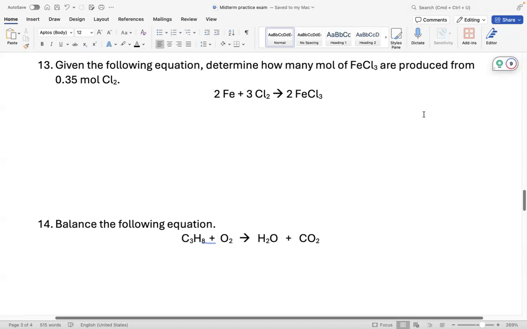Number 13, we have been given the following equation. Determine how many moles of iron chloride are produced from 0.35 moles of Cl2. All right, so again, stoichiometry. I'm doing stoichiometry because I'm switching substances. I've been given an equation. It's already balanced. So I'm trying to figure out how many moles of FeCl3 are made from 0.35 moles of Cl2. So I'll start with my given.